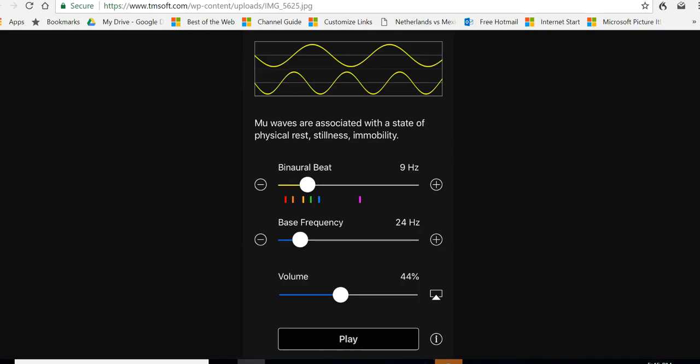So with that being said, these tones can be used to specifically address the person.